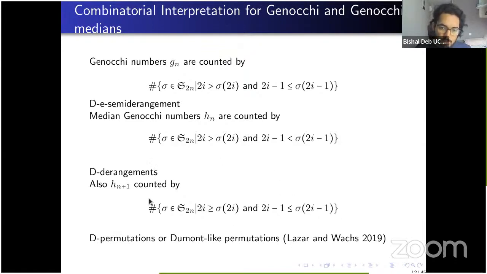And we call these D derangements. Derangements refers to permutations without fixed points. Since you have strict inequalities in both, we call these D derangements, and we call these D semi-derangements. We use the word semi-derangement to mean that you do not have even fixed points, but you can allow odd fixed points. And this is how you can remember Genocchi and median Genocchi numbers.